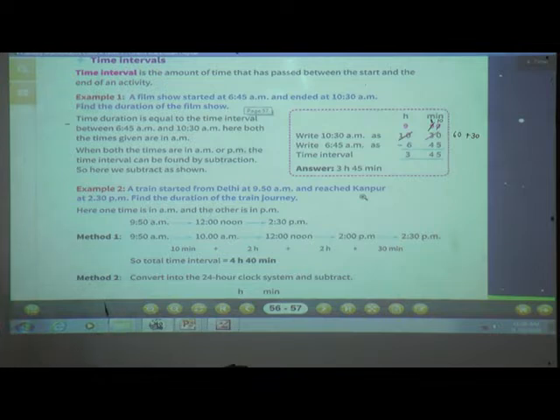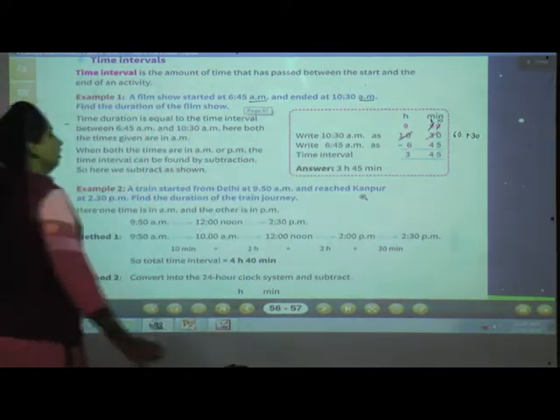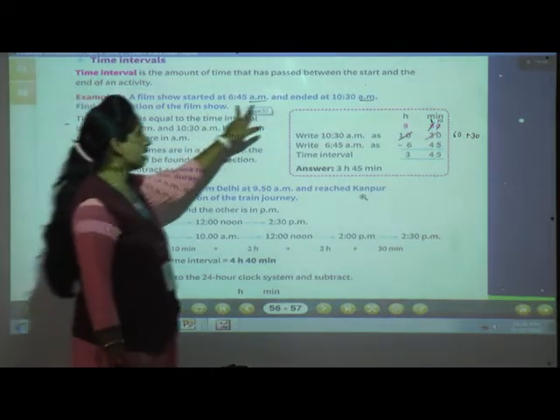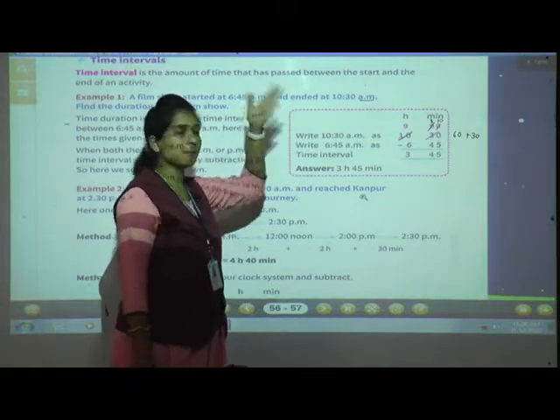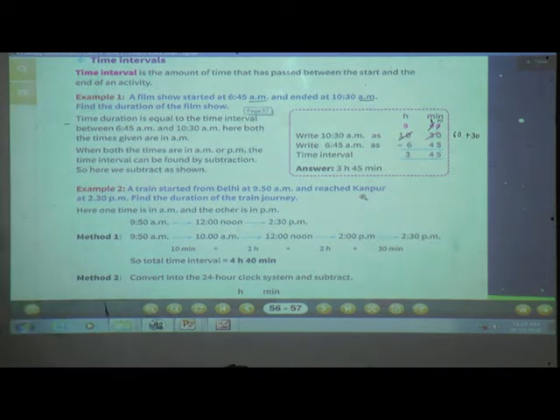I'll repeat once again. So the time duration is equal to the time interval between 6:45 am to 10:30 am. So here both the times are given in am only. See here, when both the times are in am or both are in pm, what do you have to do? You have to go by subtraction. Clear? Yes.